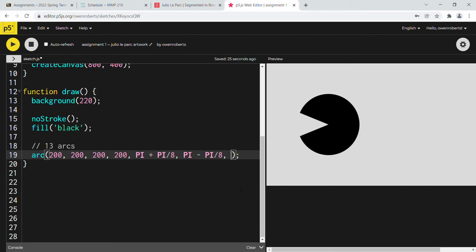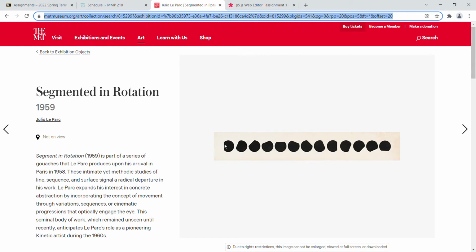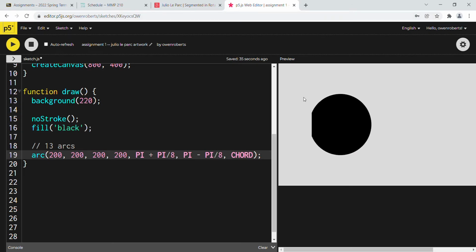And then the last thing I want to change is make this chord. So that's going to connect those 2 points. So that actually is looking pretty good, but I might go back here and say, you know, it's a little bit farther than that. So what if I tried pi divided by 4 instead? Okay, so that's actually pretty good.